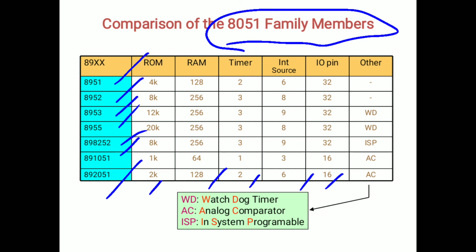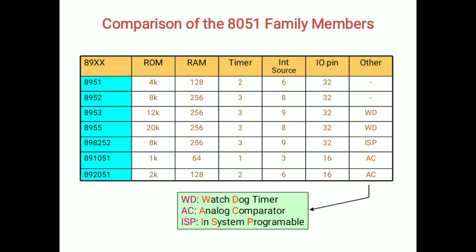According to the requirement, their cost will also vary. According to their version, their cost will vary. If we want to reduce the cost, then we will go for a lower version as per our requirement. If we want to have more features, then the cost of the system may increase. So according to the choice of our requirement, like how much RAM, ROM, timers or interrupt sources we need, we can select that particular 8051 microcontroller chip.